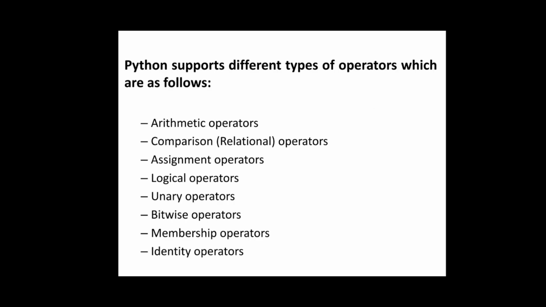We have already discussed operators in Python. A few operators we will discuss in this lecture now. Basically, Python supports different types of operators, which are as follows: arithmetic operators, comparison or relational operators, assignment operators, logical operators, unary operators, bitwise operators, membership operators, and identity operators.